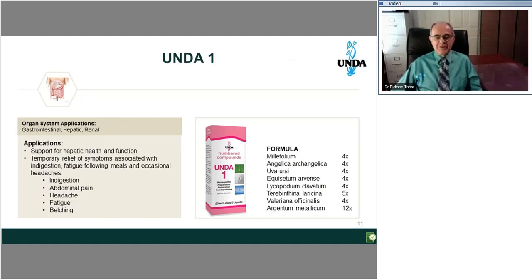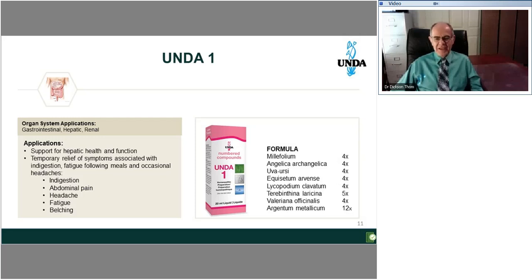So on this slide, we see UNDA number 1. And you see that there's a formula that's listed there. We see that there's Millefolium, Angelica, Ursi, Equisetum, Lycopodium, all in 4x potencies. Valerian is a 4x potency. The Terebinthina is a 5x, and then Argentum metallicum is a 12x. As I mentioned, the Argentum is a pure metal. The metals are in a higher potency.